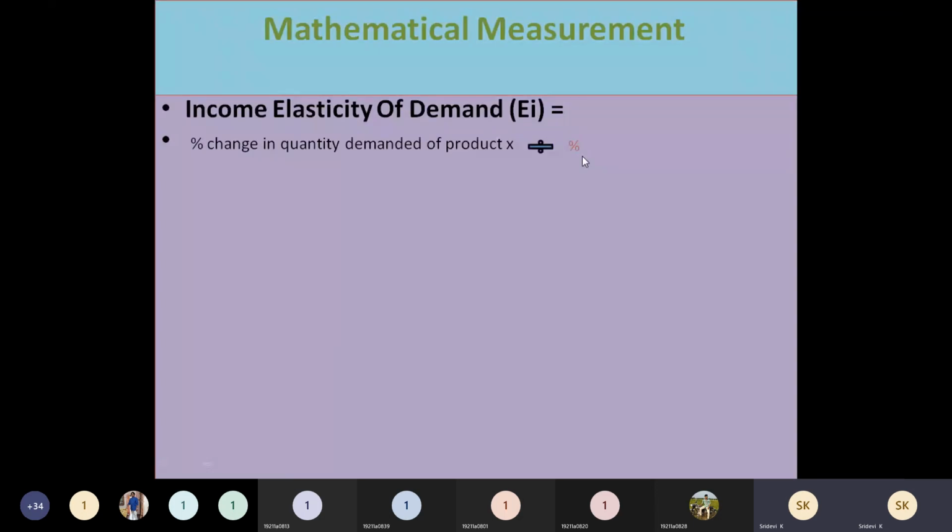For mathematical measurement also you are going to take the same formula, but here instead of EP you take it as EI. So percentage change in quantity, the numerator, will not change, divided by the denominator, which will change. Change in price we had taken, so here it is income of consumer. This is a mistake here: product X is there. Remove that. Write income of consumer.